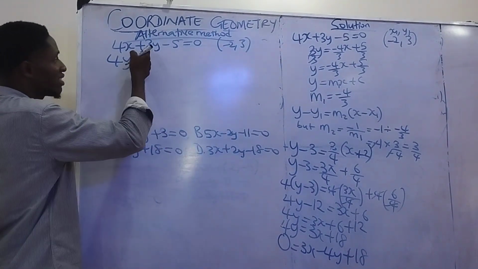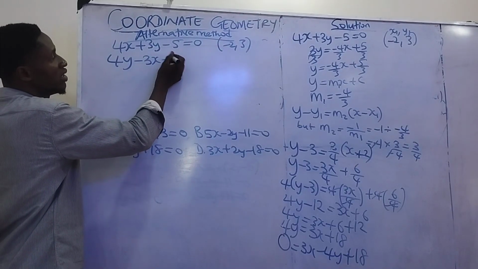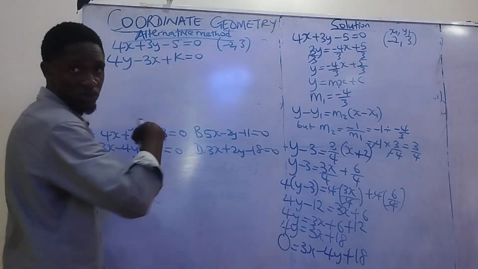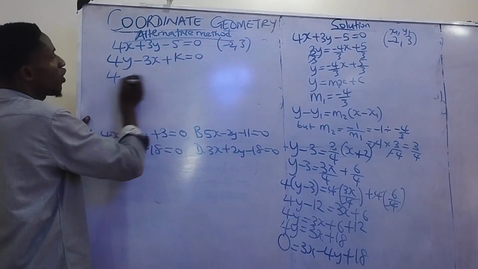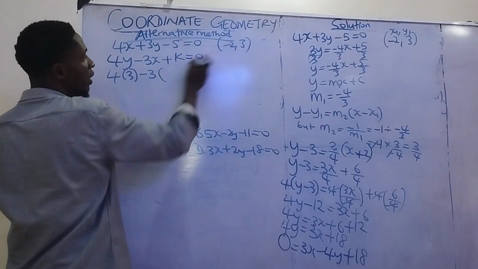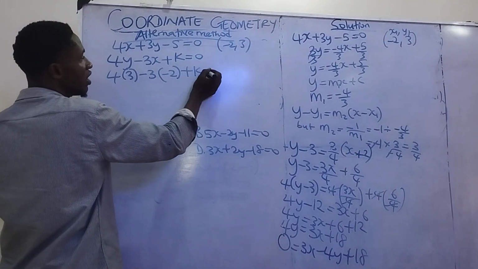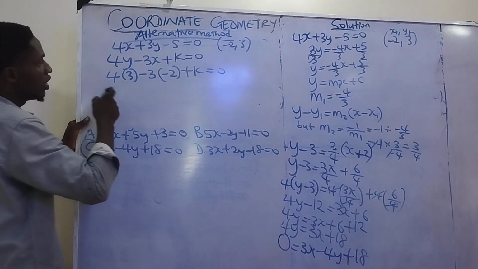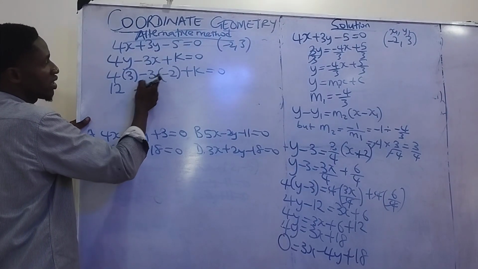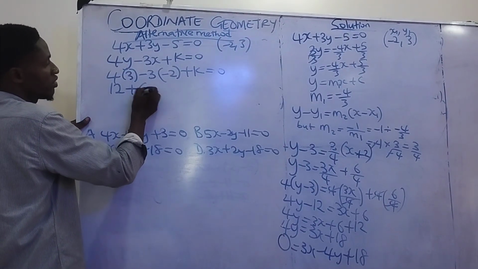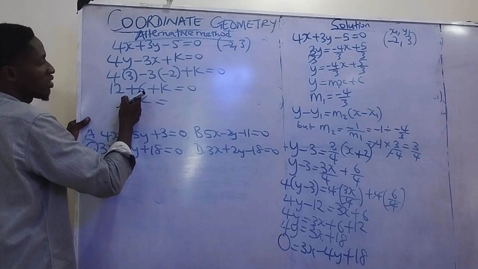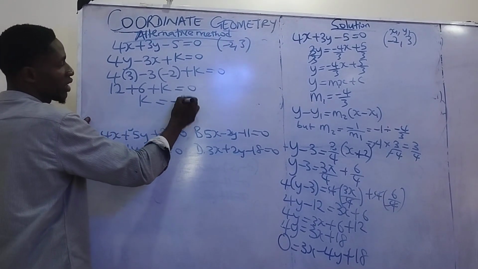So minus x times this 3 is minus 3x. Then you replace the number here with k, the constant, and substitute. Let's go. So this is 4, our y is 3, 4 bracket 3, minus 3 bracket, our x is minus 2, plus k equals 0. Then what are we going to do? 4 times 3 is 12, minus 3 times minus 2 is plus 6, plus k equals 0. So k is equal to 12 plus 6, which is 18, and when 18 comes here it is minus 18.